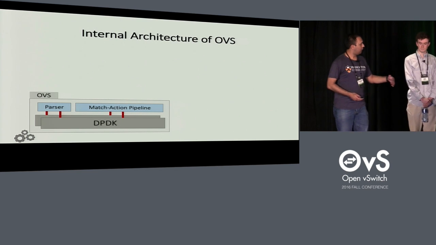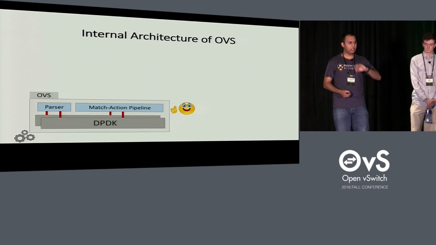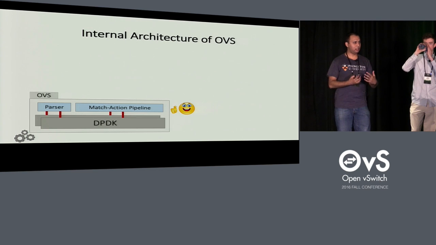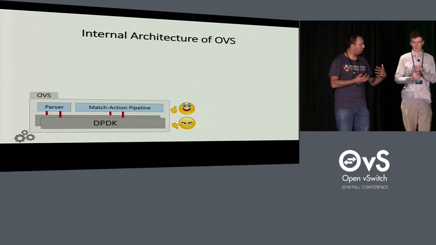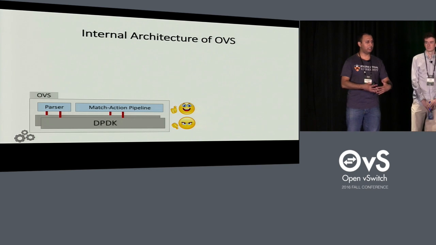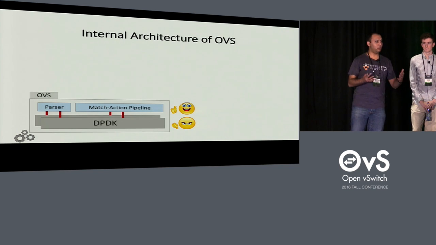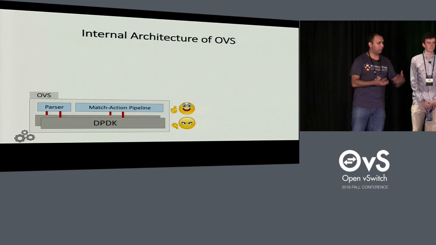So the question is, in OVS, as a network programmer, I am only interested in specifying the parser and the match action pipeline. That is what I describe my program in. I do not have to understand the complexities of the underlying packet I/O, that is DPDK or kernel. So think of it: you are a network programmer. You know how to write RFCs, build protocols, specify a pipeline.